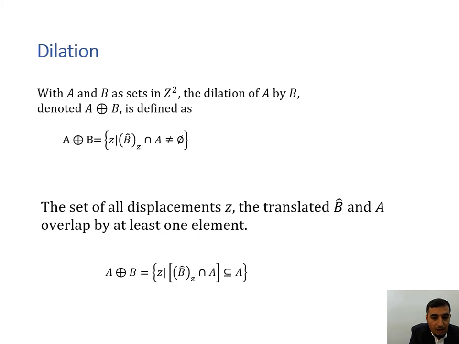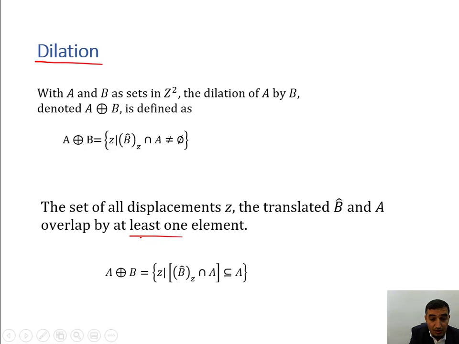Okay, welcome back. Now we are going to talk about dilation. In the previous part, we talked about erosion. Dilation is basically dilating the image, where you can see here the intersection of A with B is not equal to phi. So basically, dilation is the set of all displacements z such that the translated B and A overlap by at least one element.